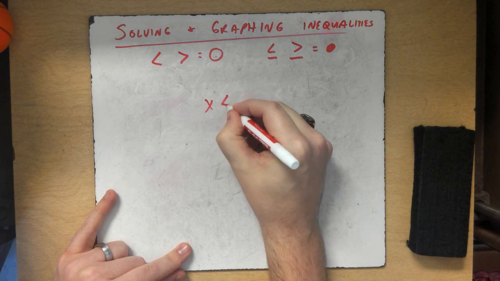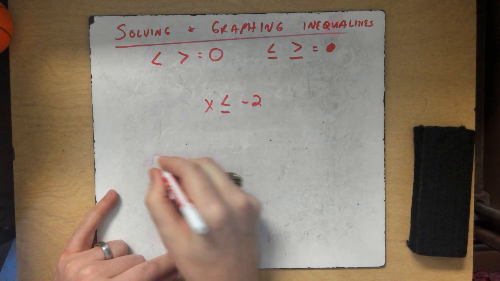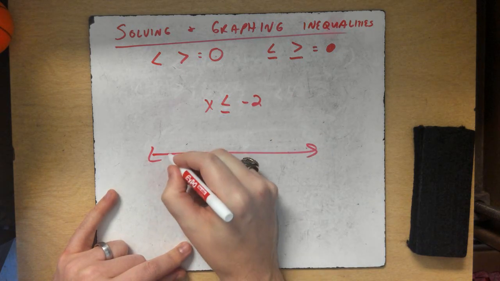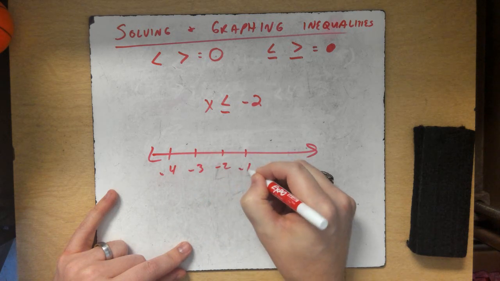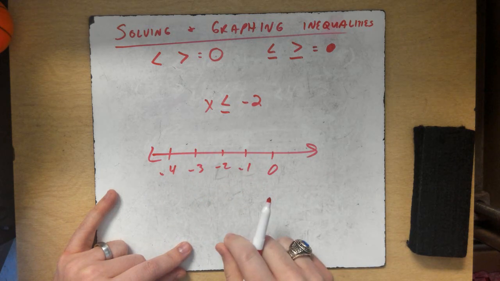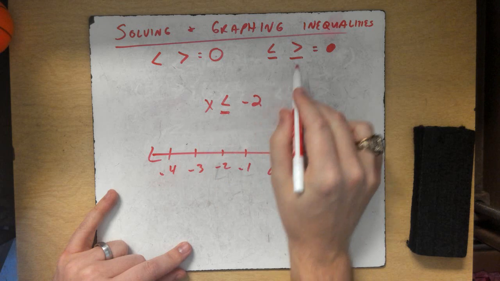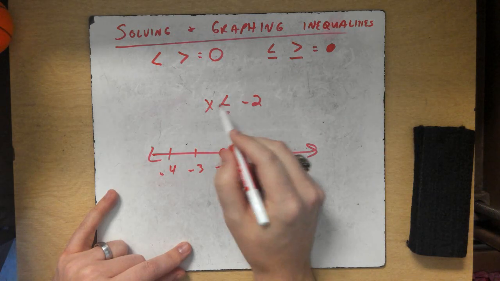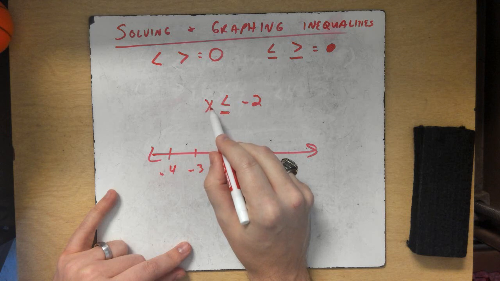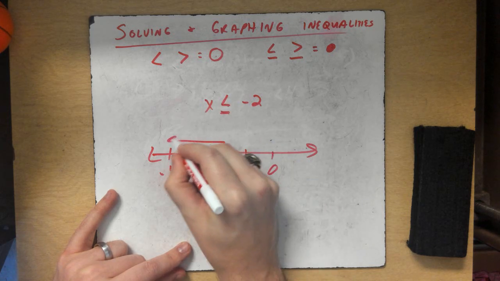x is less than or equal to -2. Okay? So once again, draw a line. Let's go -4, -3, -2, -1, 0. So we find -2, line underneath it, closed circle, letter is first, so it means we follow the point. It's pointing to the left, so we go left.